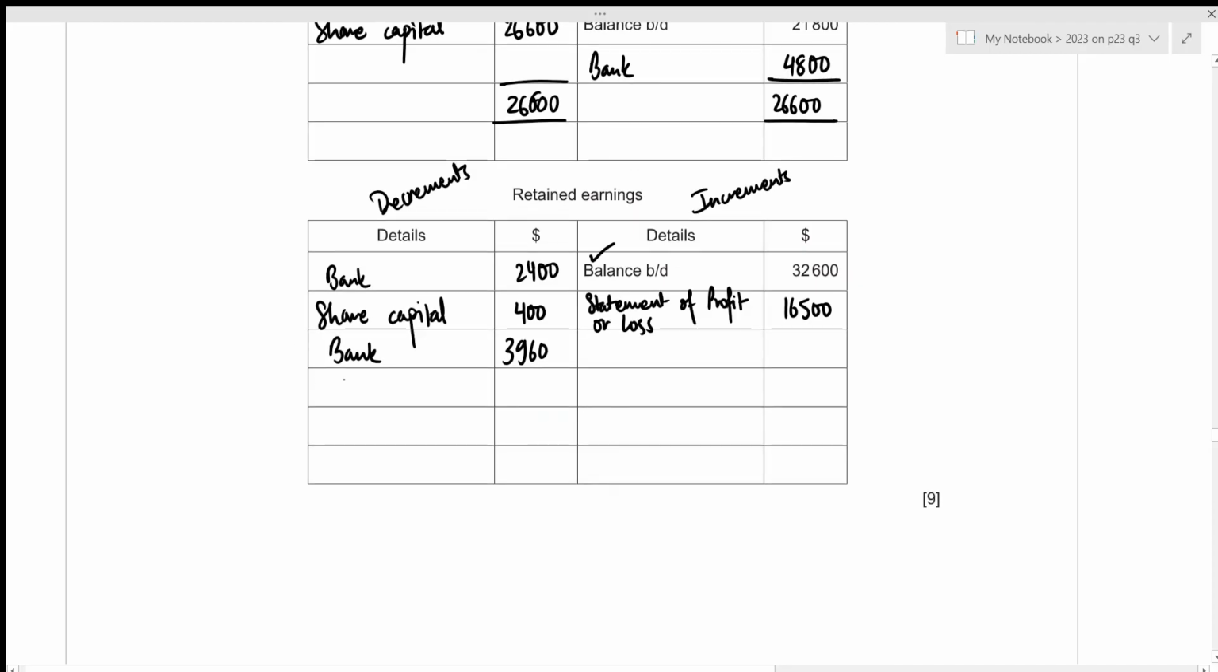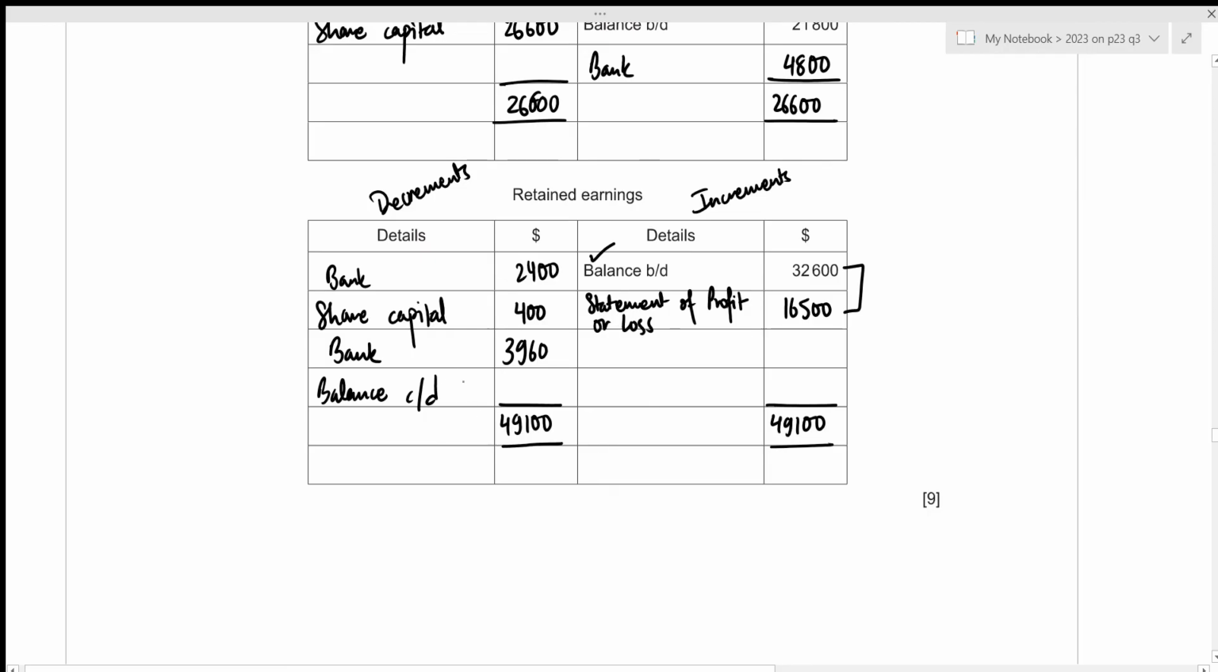Yeah, that's all. Now we can calculate the closing balance. Since the opening balance is on the credit side, our closing balance will be on the debit side right here. So we first need to calculate the total from our credit side. That will be 32,600 plus 16,500, which results in 49,100. That's the total on the debit side as well.